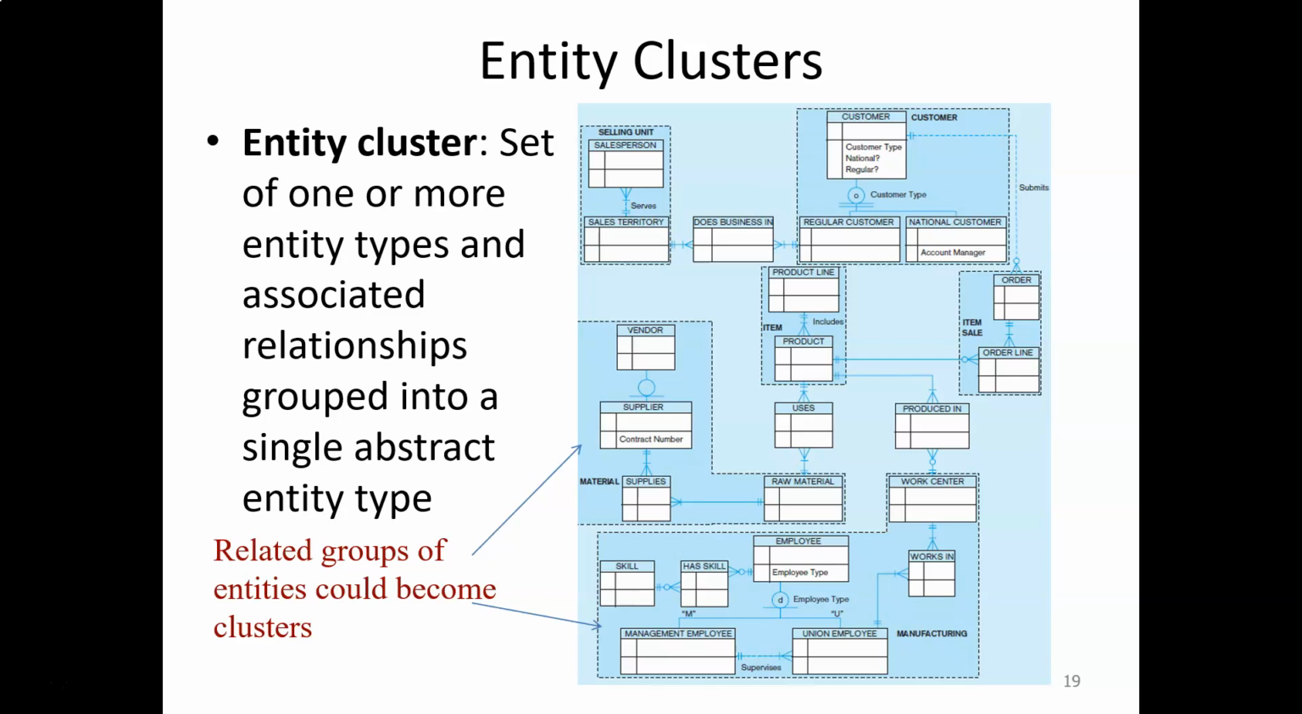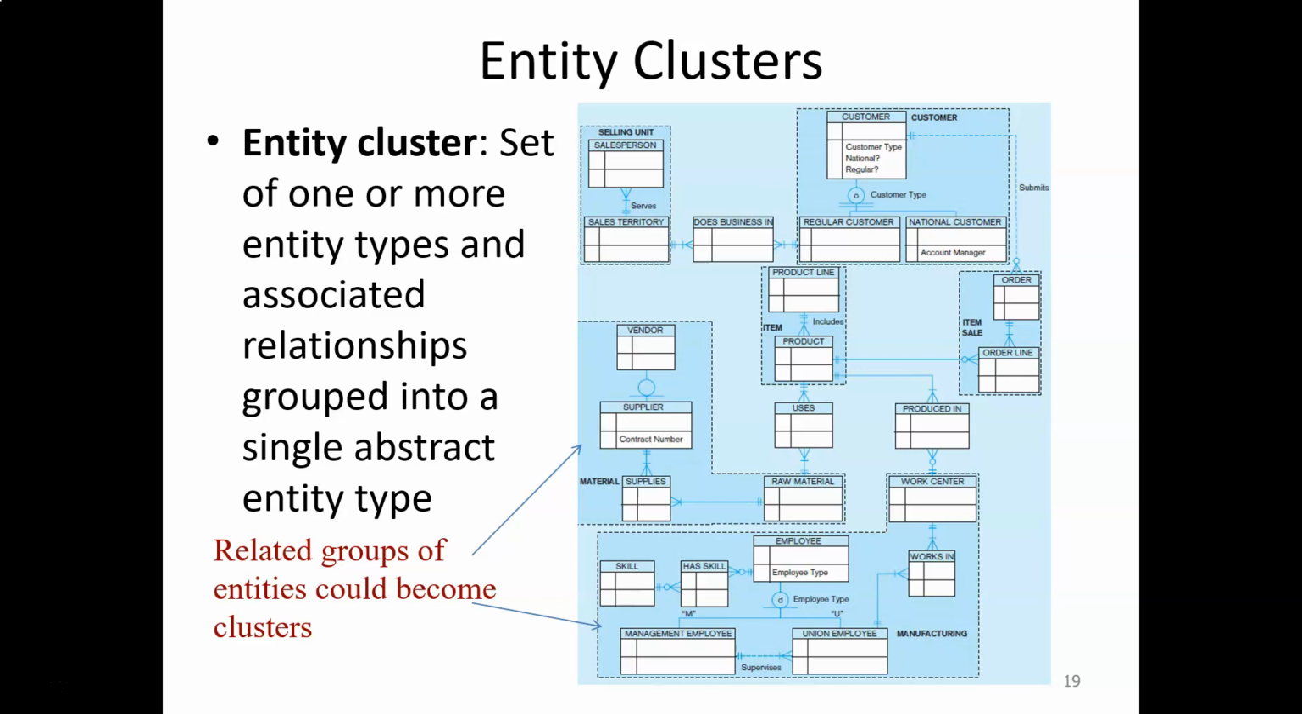The solution to that is to group entities and relationships into entity clusters so that you can read the ER diagram easily. Entity clusters are a set of one or more entity types and associated relationships grouped into a single abstract entity type. Let's take a look at an example here.